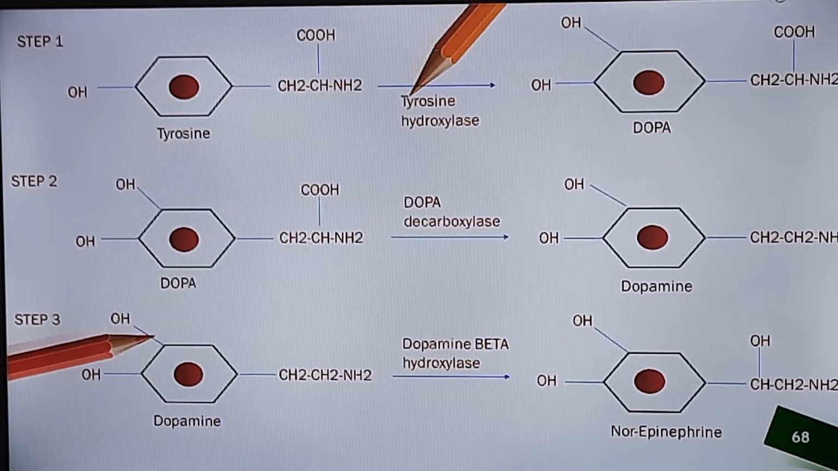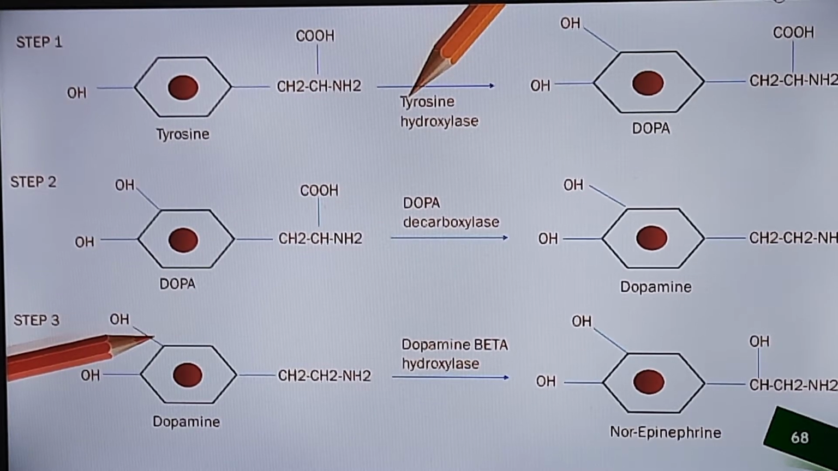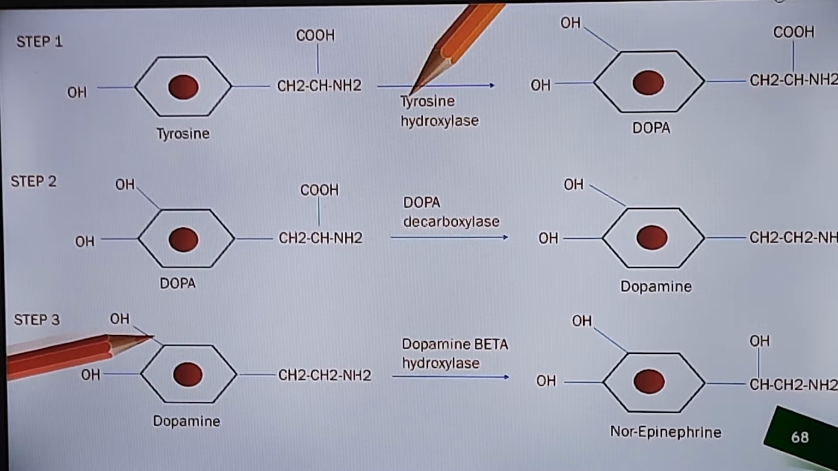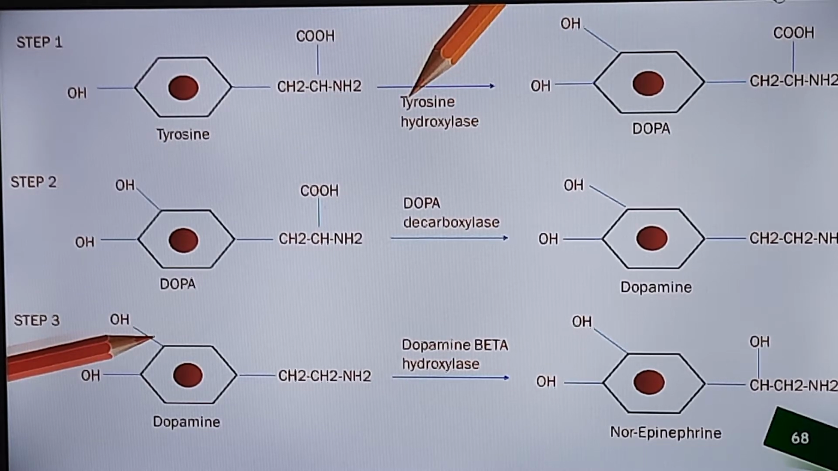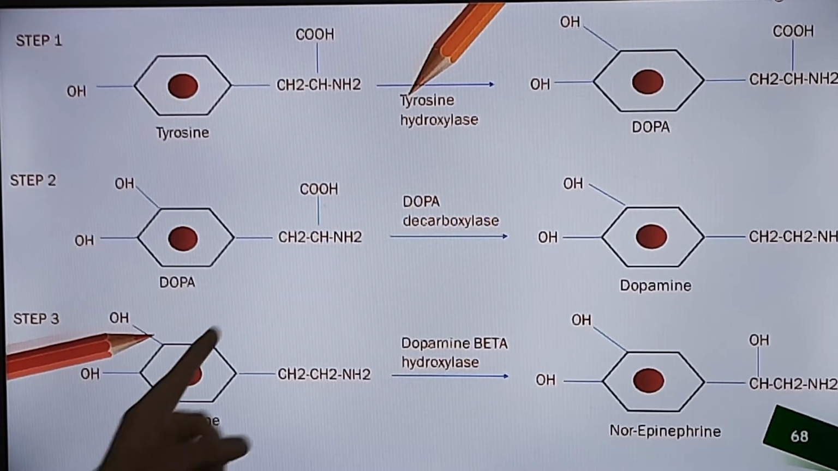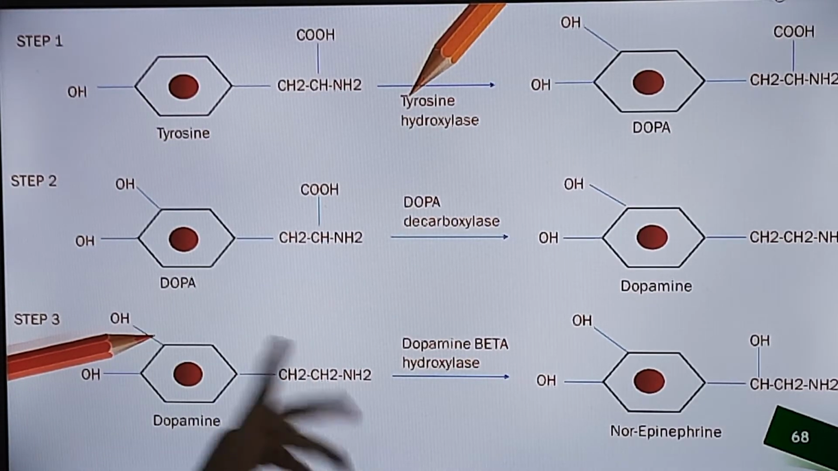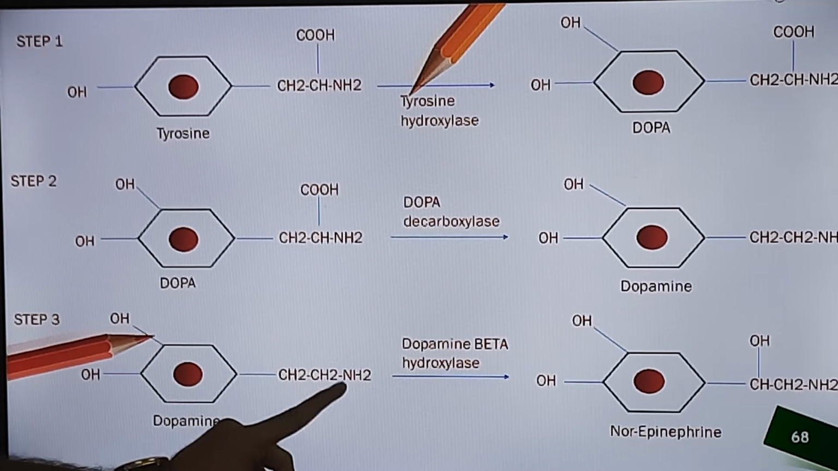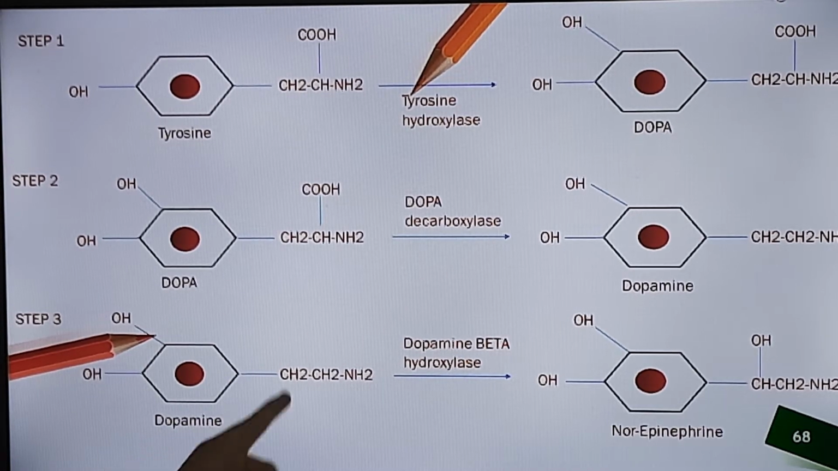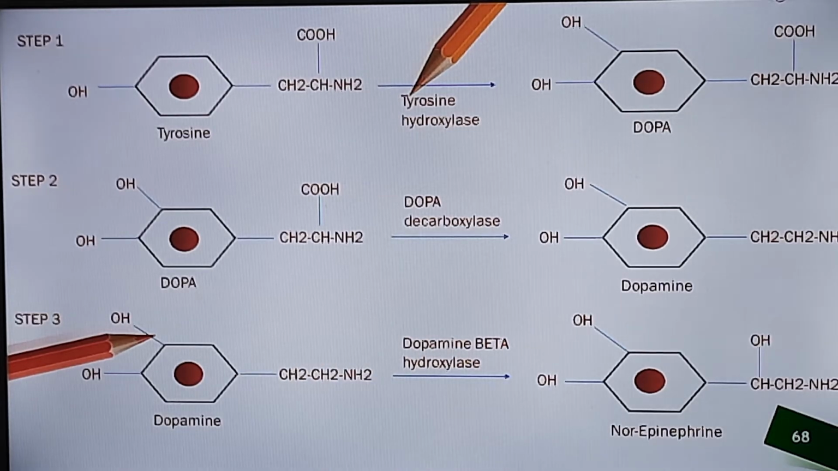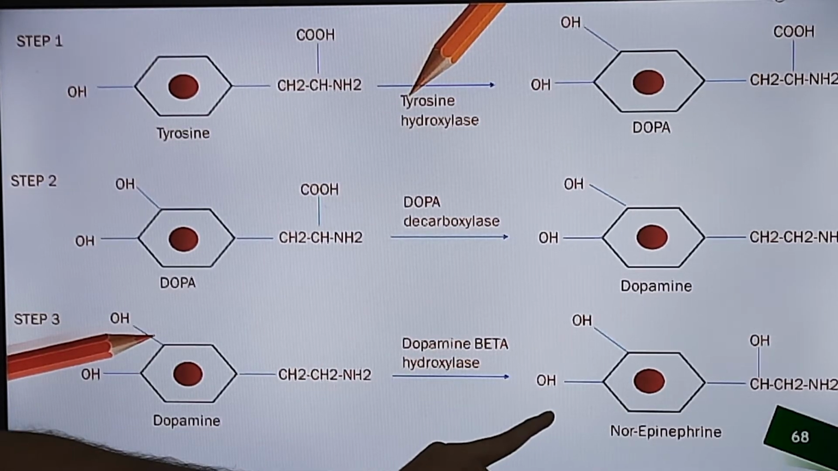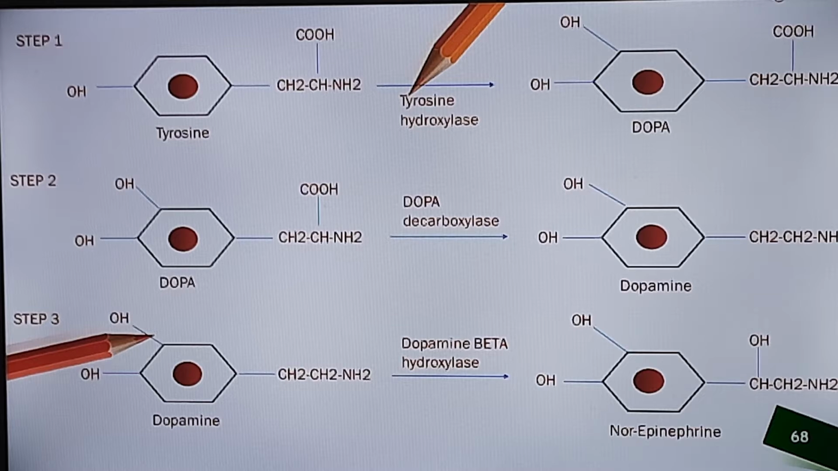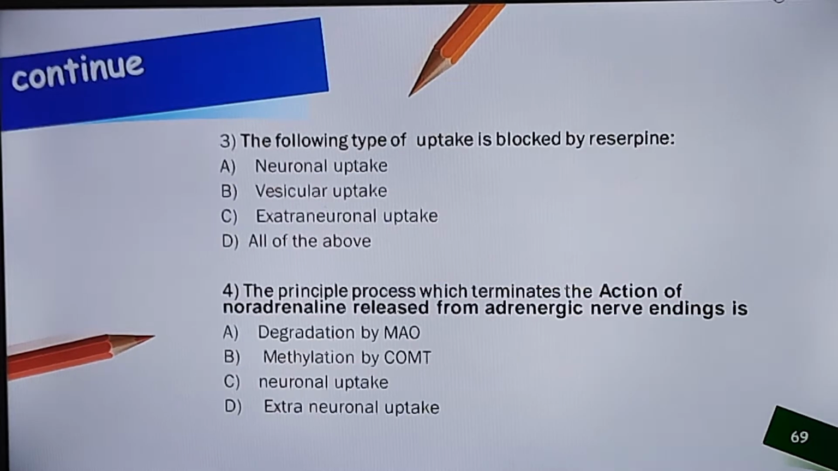And after entering into our storage vesicle, it is acted upon by a very specialized enzyme, and the name of that enzyme is dopamine beta hydroxylase. ये enzyme क्या करेगा? It will add OH group at our beta position, and finally our norepinephrine will be getting produced. So that was about the discussion on second question.